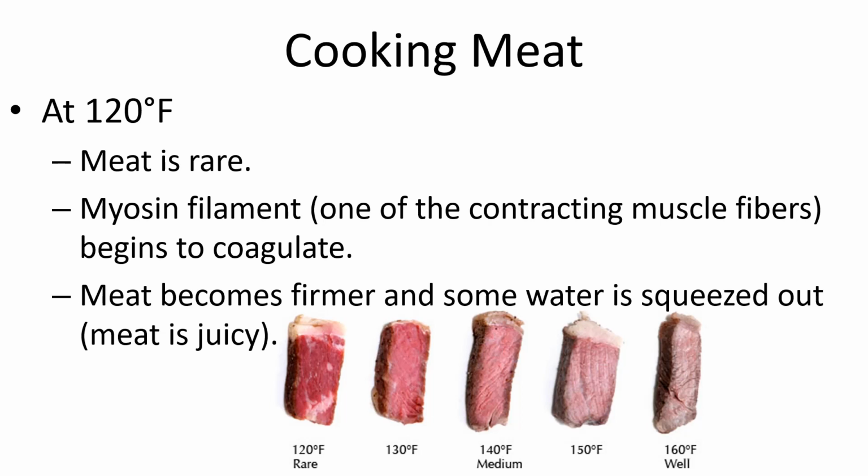Alright, so once we begin cooking the meat, it begins to undergo chemical reactions. At 120 degrees Fahrenheit, the red meat is rare, so it appears a dark red and is quite soft or squishy.